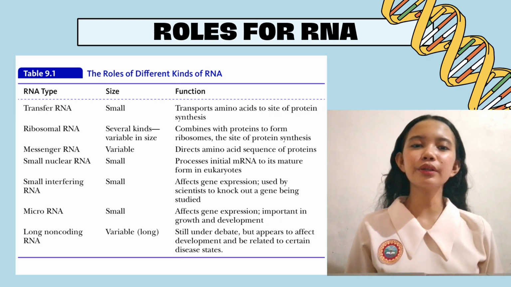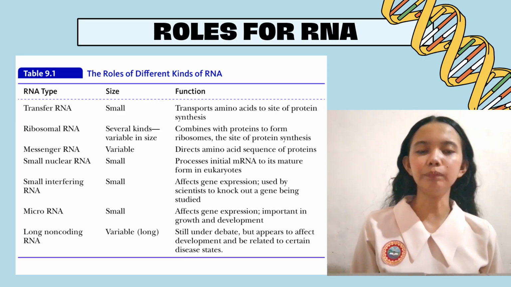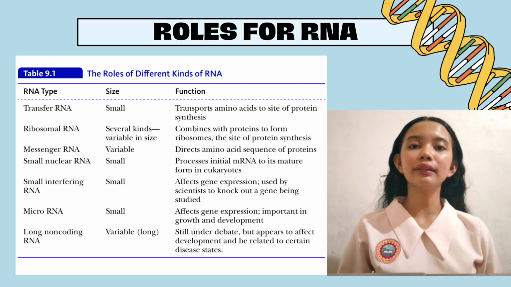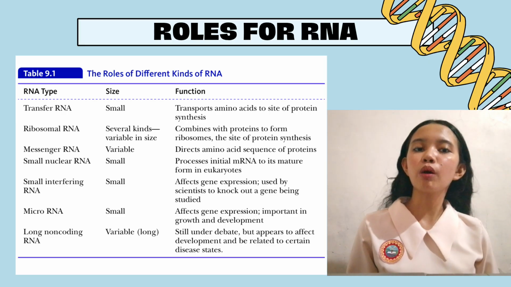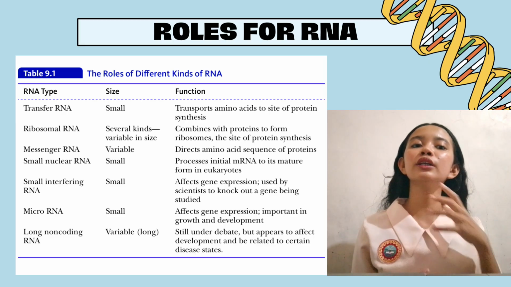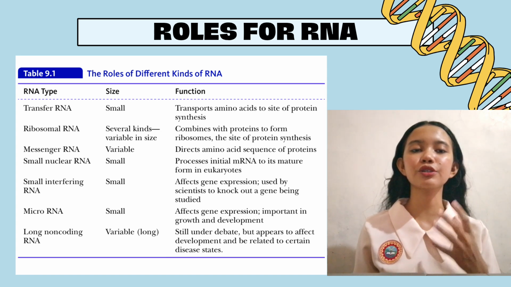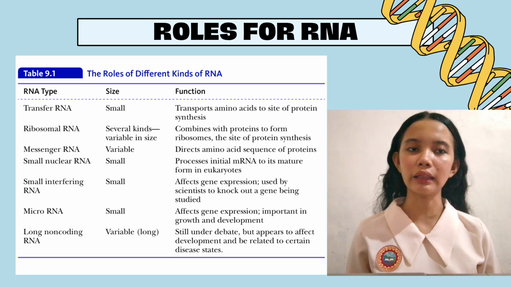Let's proceed to the roles of different kinds of RNA. First is the transfer RNA or the tRNA. Transfer RNA is a small type of RNA found in all living cells. It has a clover leaf-like structure formed by base pairing within the strand.